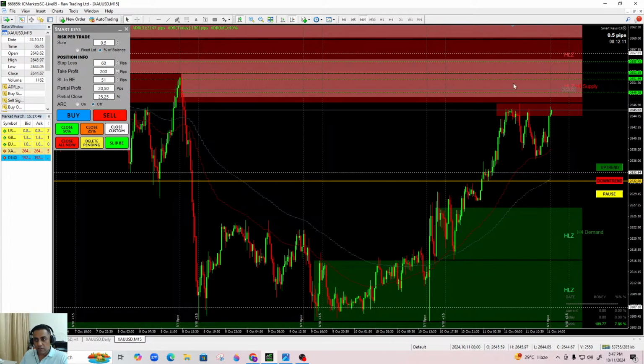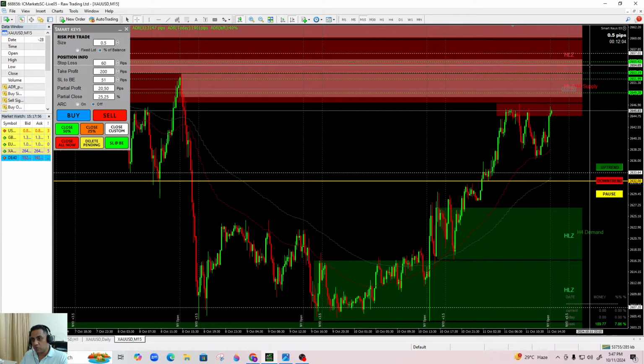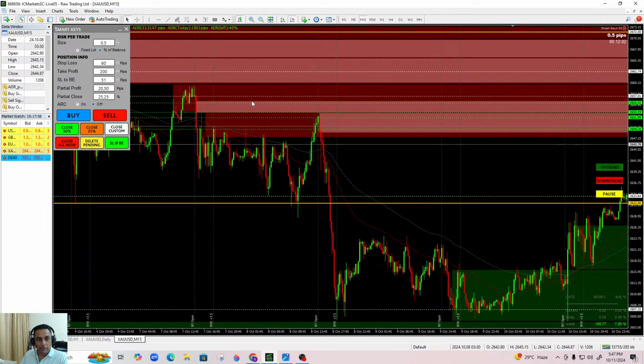If you get to the next zone, then I'm willing to take a trade here, 2653.19 and 2655.42. Stops above maybe this candle here, or maybe here. Again, 28 pips, 30 pips. Okay.